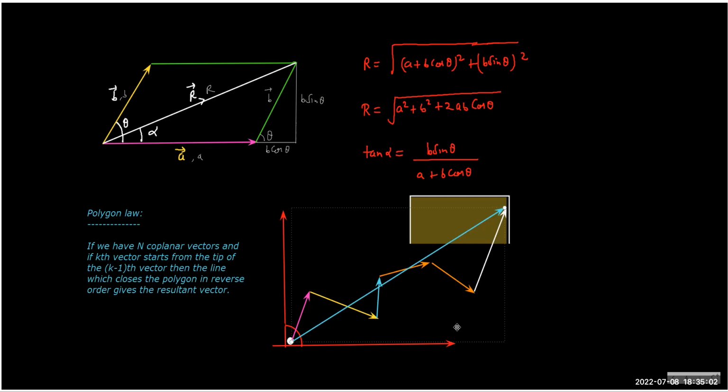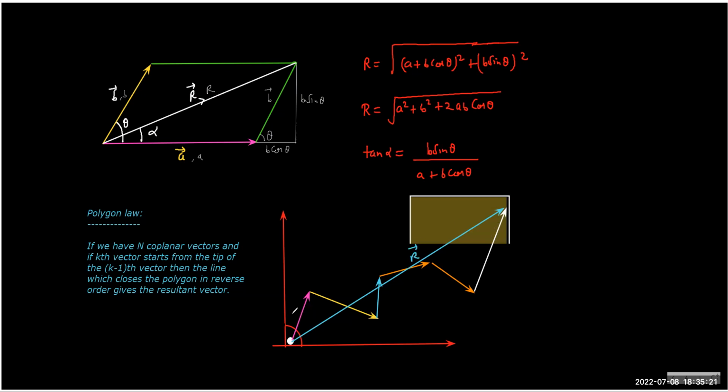This is the polygon. It need not be a nice polygon. It could be any random polygon. Okay, this is the Polygon Law. So what it says is that the resultant is what? The beginning of the first and the tip of the last.